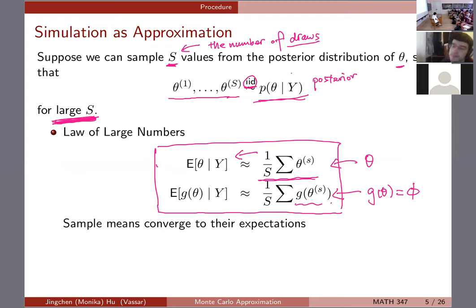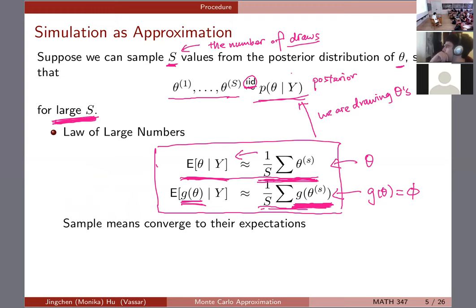So look at this form, it's actually pretty interesting. What we're drawing here are thetas. This is telling us, instead of theta itself, if I'm curious about a function of theta, which is g of theta, I can still just draw thetas first, and then apply this function g of theta, and then summarize based on that. So the first row is saying, I just got thetas, so I take the sample mean, and that will approximate the expectation. If I'm curious about a function of theta, I will still draw a set of capital S number of small thetas, then apply the g function on top of that, and then take the mean. The sample mean will also give me the expectation of the function.